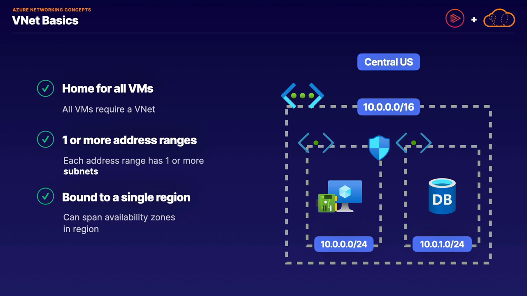With that in mind, even though a virtual network is bound to a single region, for regions with multiple availability zones, that virtual network can span every availability zone within that single region. In this example on the right side, if we had a virtual network in the central US region, it could only exist in the central US region. However, that network and its subnets can exist in every availability zone within that region as well.